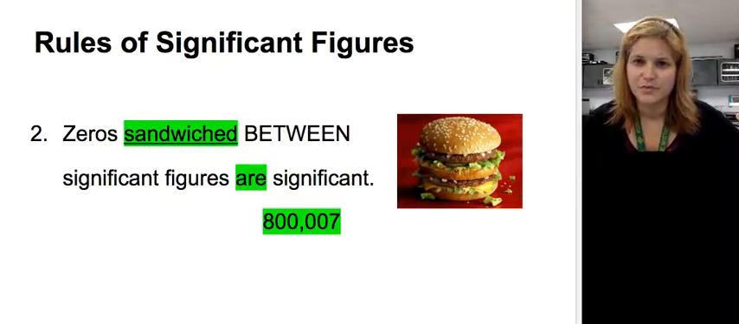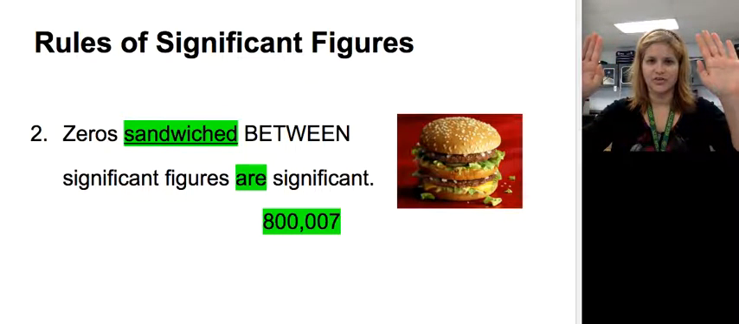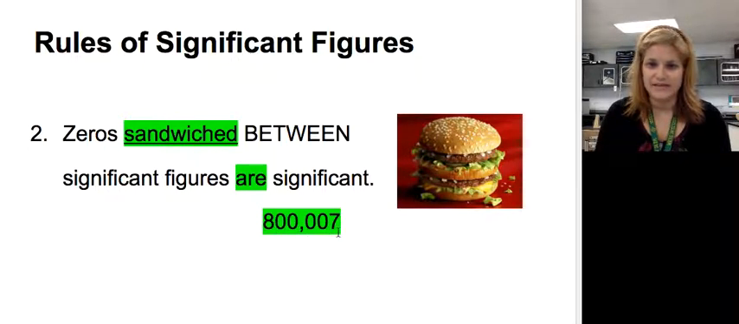So my first rule about zeros is anytime they're between 2 significant figures, we always count them. And it doesn't matter how many zeros are in between. You can see here that there's actually 4 zeros between the 8 and the 7. And all 4 of those zeros actually count. So this particular number right here has 6 significant figures. So both of these non-zeros and then all of the ones that are sandwiched all count as being significant.